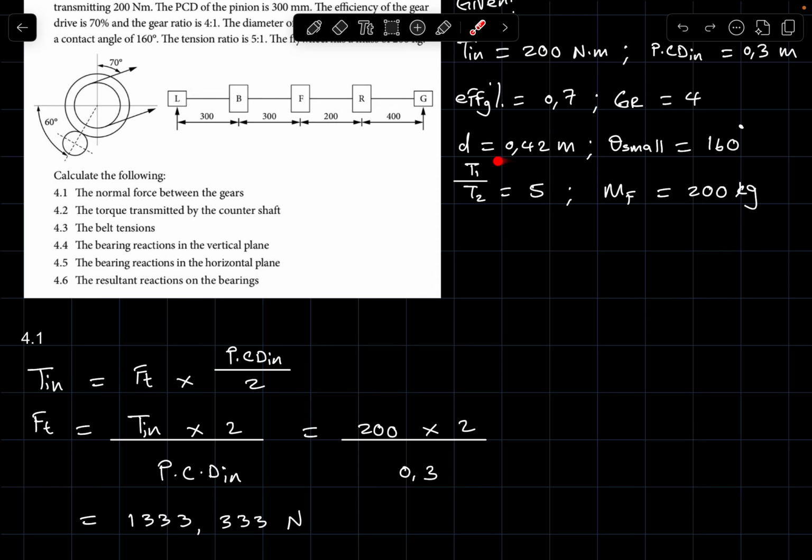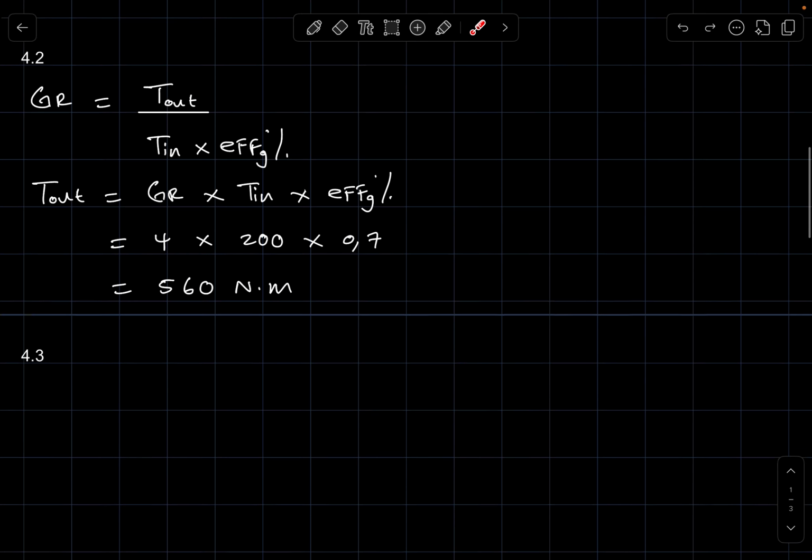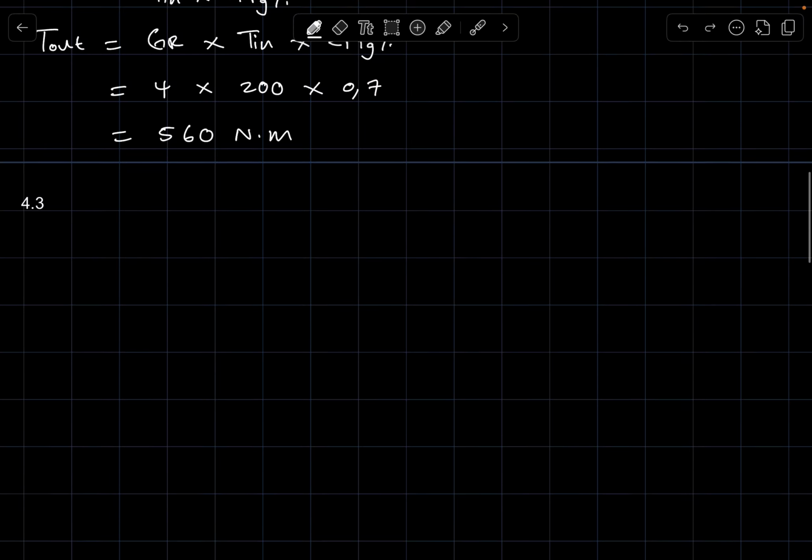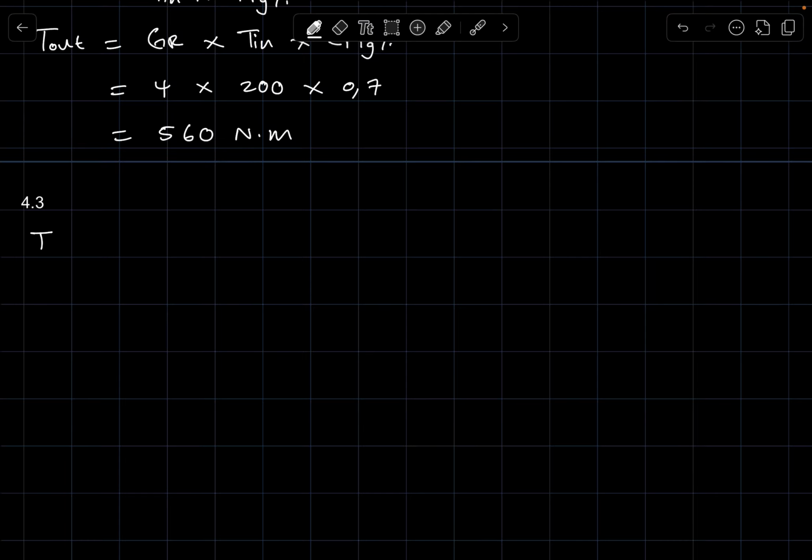One of them they've already given us essentially, right? Because remember that this tells us that T1 is actually equal to 5 times T2. So that's one of the equations. Second equation, we can use the output torque. So our first equation, from the tension ratio, we can tell that T1 is equal to 5 times T2.